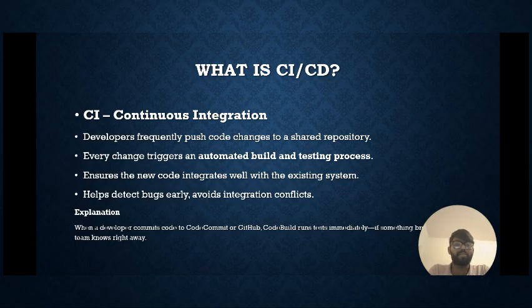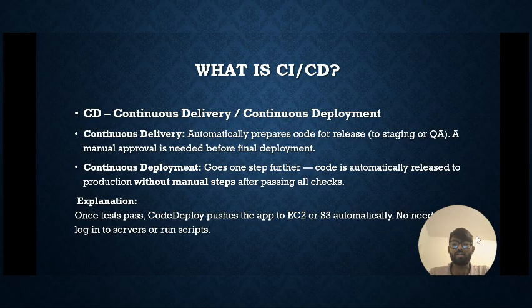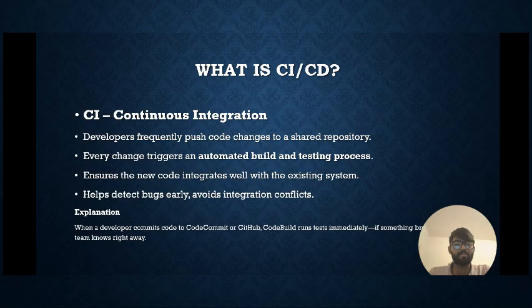What is CI? CI means continuous integration. In continuous integration, developers frequently push code changes to a shared repository. Every change triggers an automated build and testing process, which ensures the new code integrates well with the existing system, helps detect bugs early, and avoids integration conflicts. For example, when a developer commits code to Git, GitHub, or CodeCommit, CodeBuild runs immediately. If something breaks, the team knows right away.